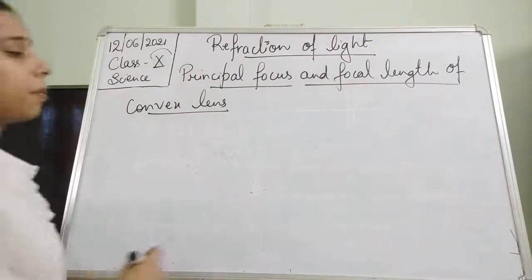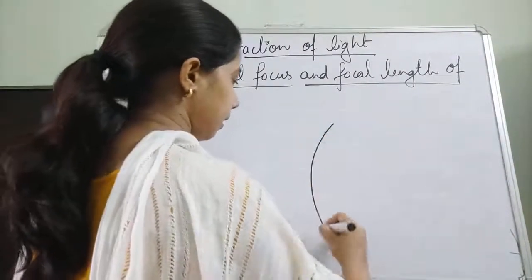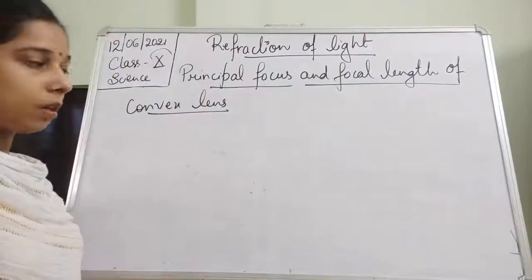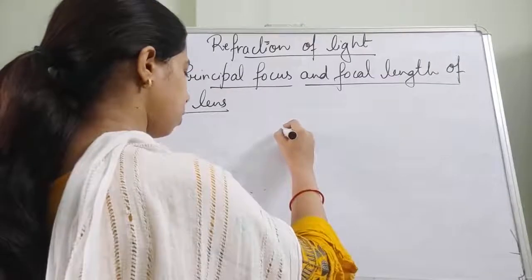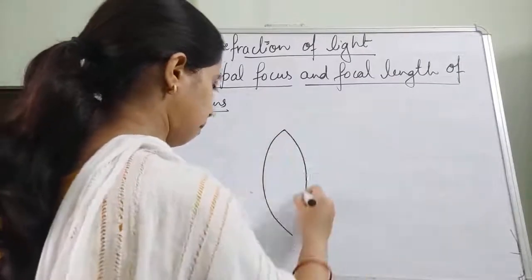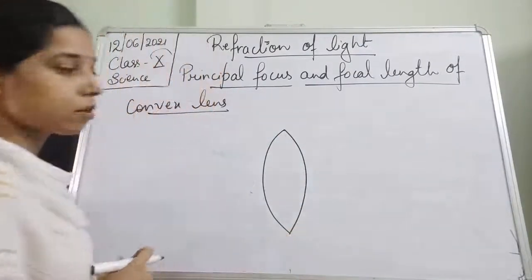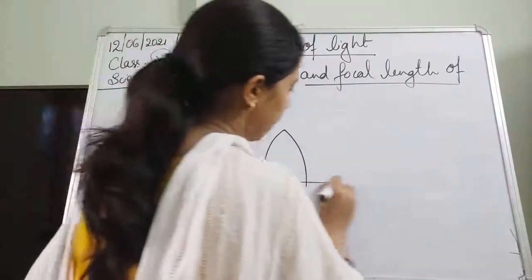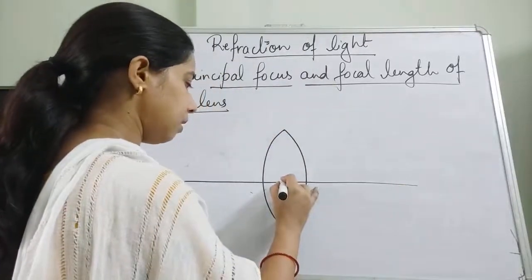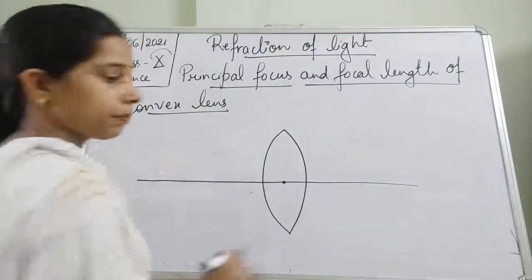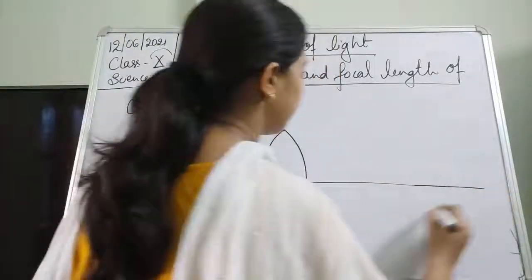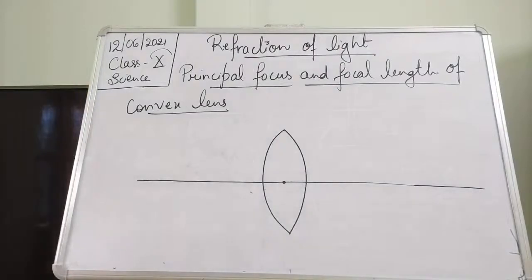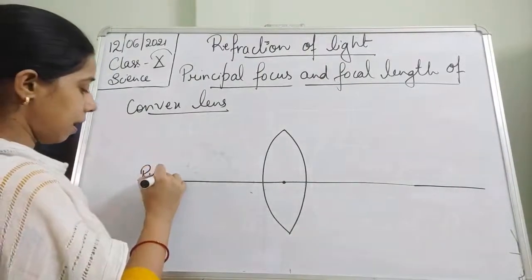So here, suppose we take it and draw it in the middle. So this is, students, a convex lens, and this is the center. So from a center, if a line passes through it, we will say that this is the center of the lens, which is the optical center. This one is the principal axis.